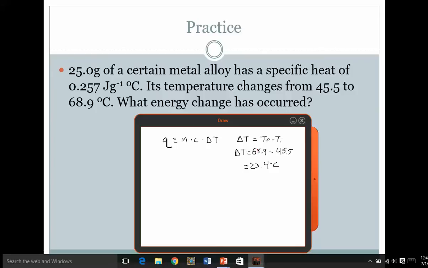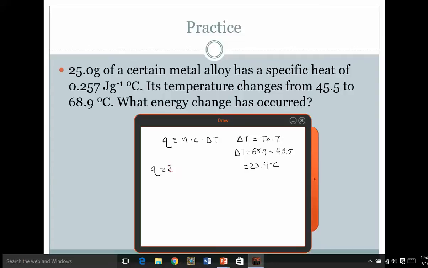Now, like I said, it doesn't matter whether you use Celsius or Kelvin. If I changed this to Kelvin by adding 273, and then I changed this to Kelvin by adding 273, and then I subtracted them, I would still get 23.4. So it makes no difference whether you use Celsius or Kelvin in this particular instance. So pretty simple and straightforward application of the formula here.